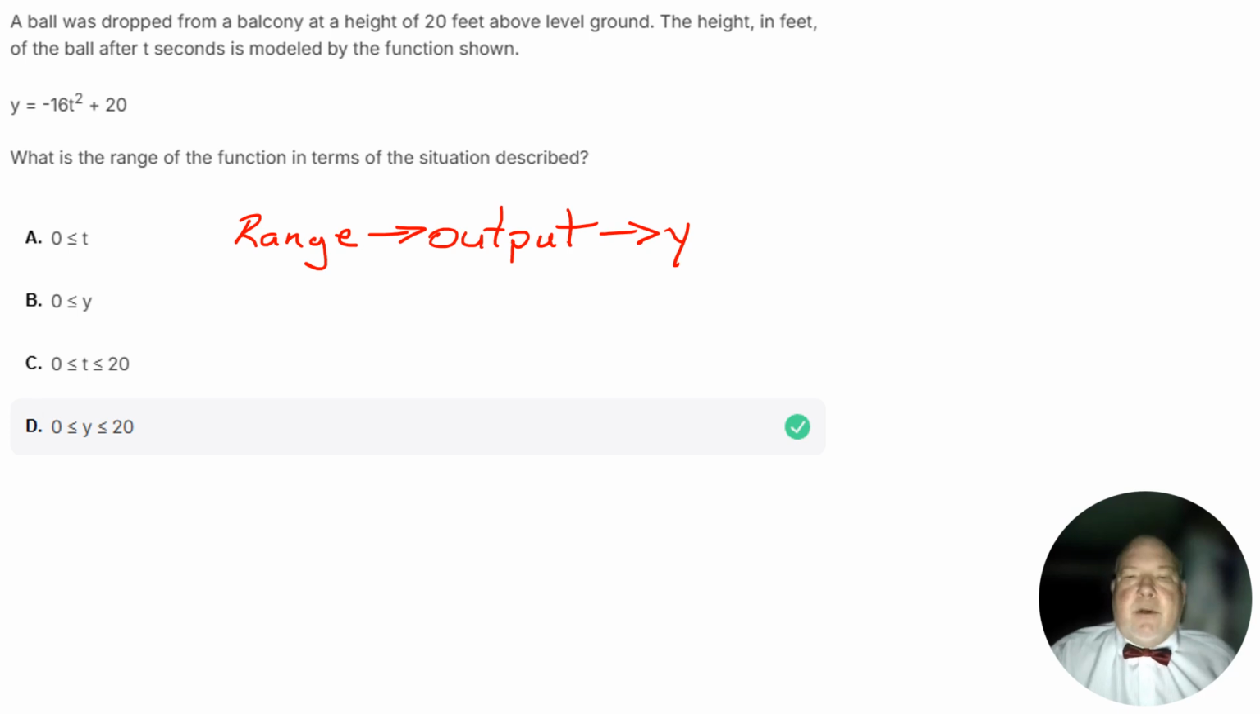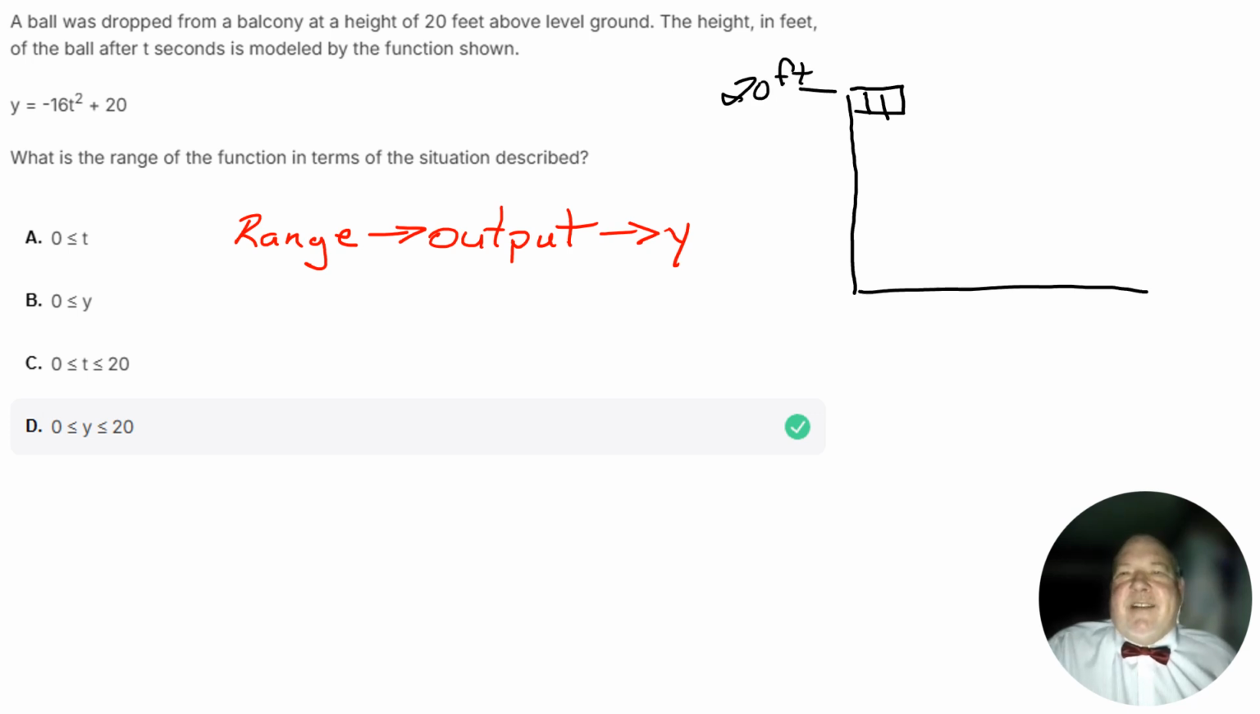I'm a terrible artist here, and I don't know if this helps, but I'm going to do my best to draw a picture. This is my balcony on the building. Okay, here's the ground. The balcony where I'm starting off dropping the ball is at 20 feet, and the ground, of course, is at 0 feet.